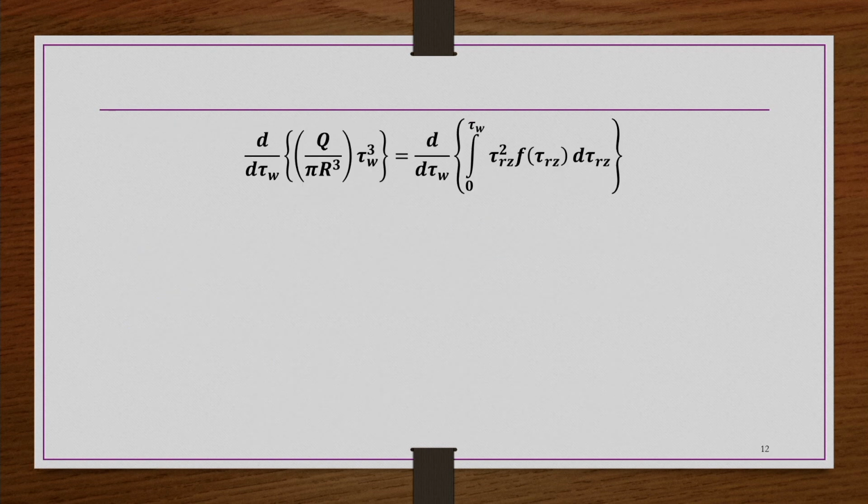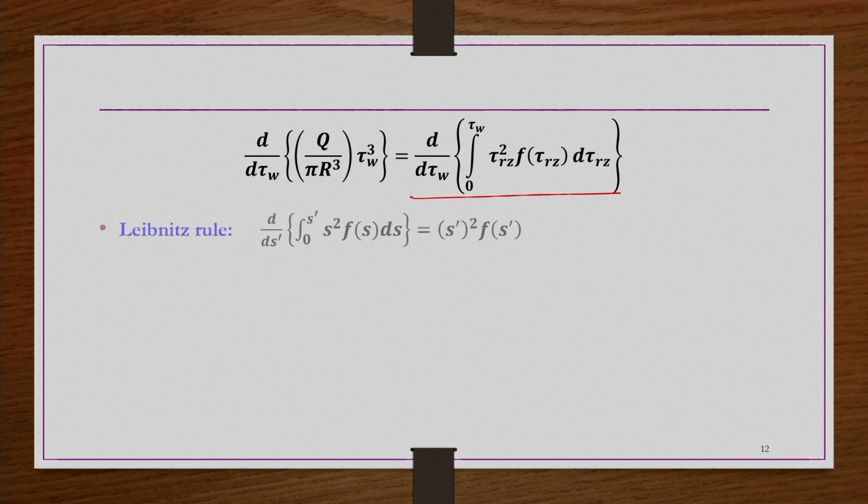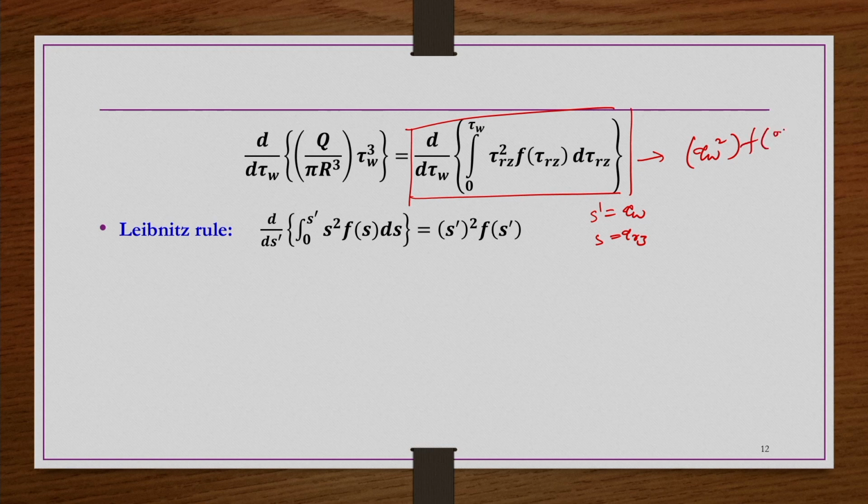So, now this equation, what you understand, the right hand side is having Leibniz form, that is d by ds prime of integral 0 to s prime s square f of s ds is equal to s prime square f of s prime. That is what you have. So, now here in this case s prime is nothing but tau W, s is nothing but tau Rz. So, the right hand side, if you apply the Leibniz rule, you will get tau W square f of tau W.